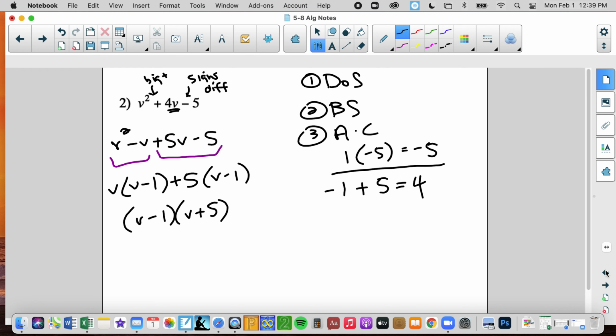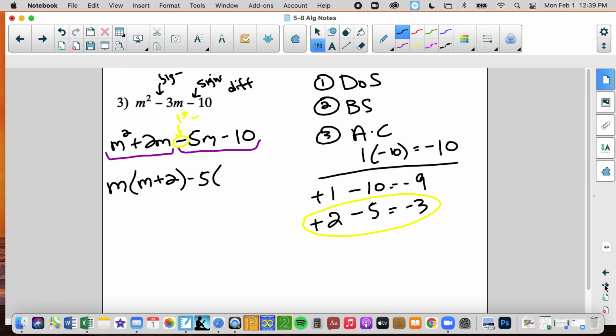Notice my first term was positive, I factored out a positive 5. So whatever that first term is, that's the sign I'm going to factor out. First term negative, factor out a negative. So that leaves me with m plus 2. They both have m plus 2, and that gives me m plus 5. And that would be my answer.